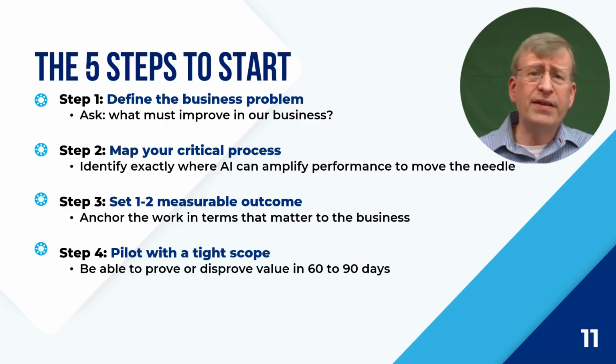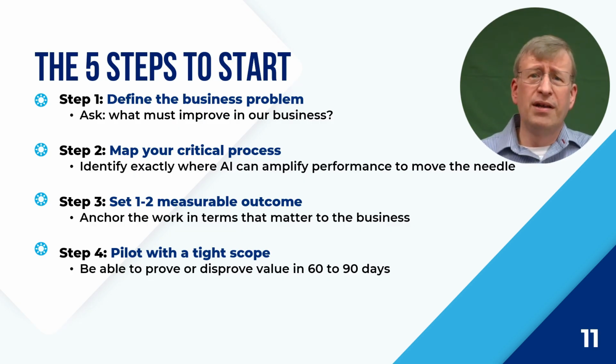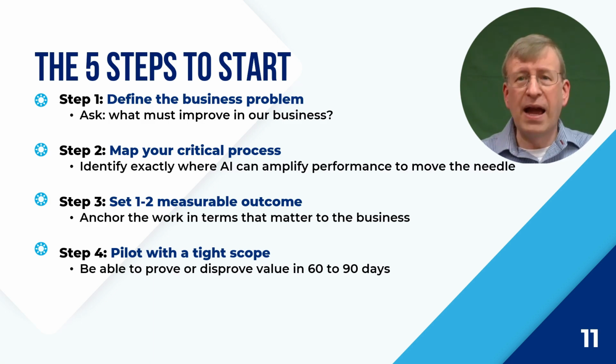Now, once you've defined the business problem, mapped the process, and set clear outcomes, you're ready for step 4, which is to pilot it with a tight scope. This is where many executives get impatient. The temptation is to go big fast, to announce a sweeping AI rollout that covers multiple departments at one time. But here's the reality. Large-scale rollouts without proof are where budgets get burned and credibility is lost.